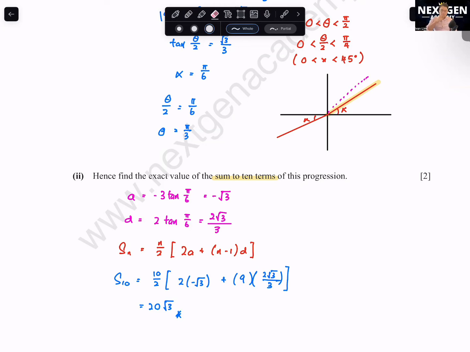Okay, good. Fun to do this arithmetic progression question. Not so fun.